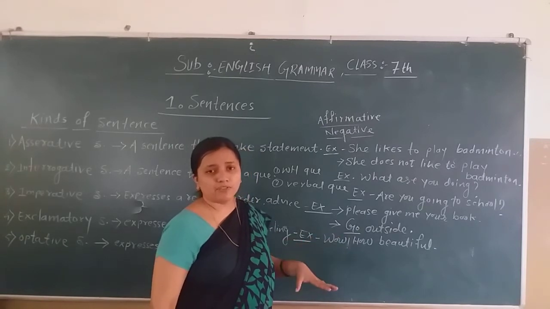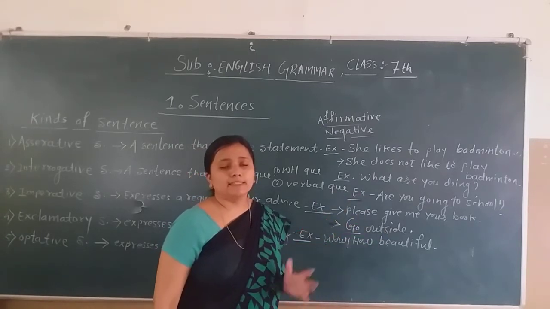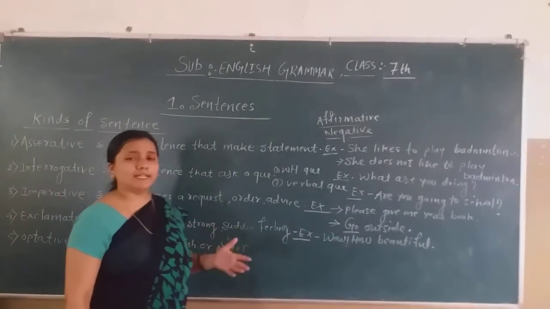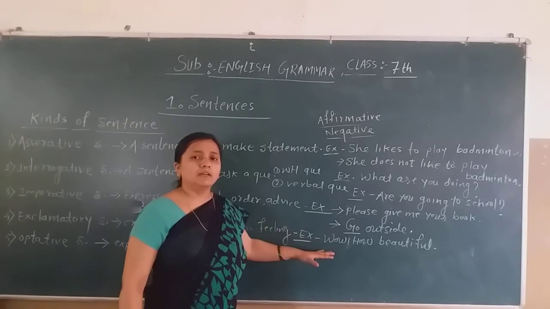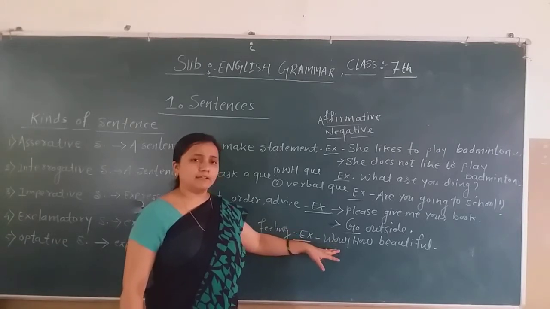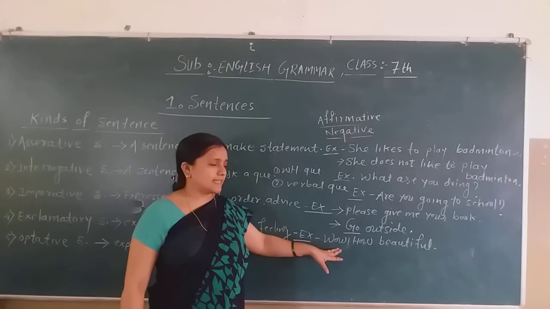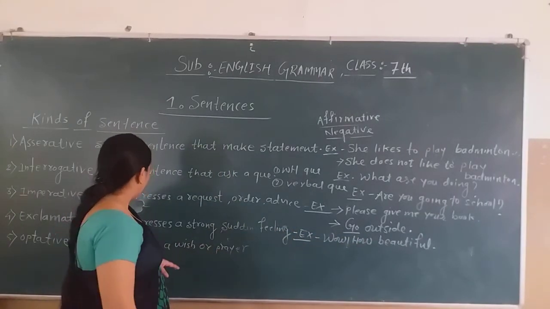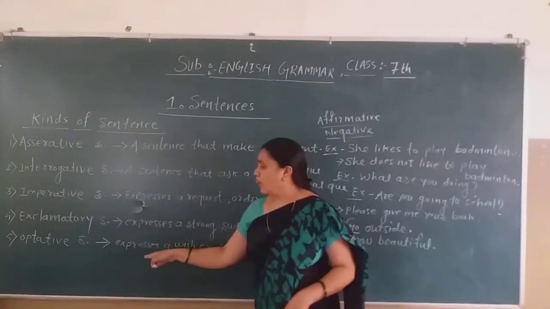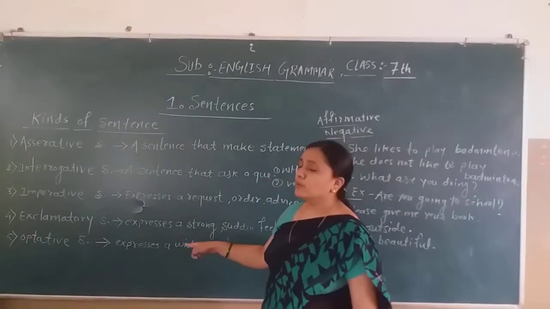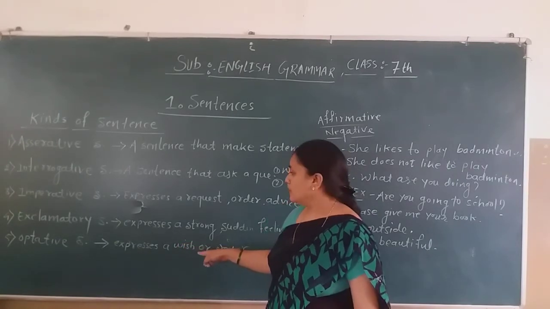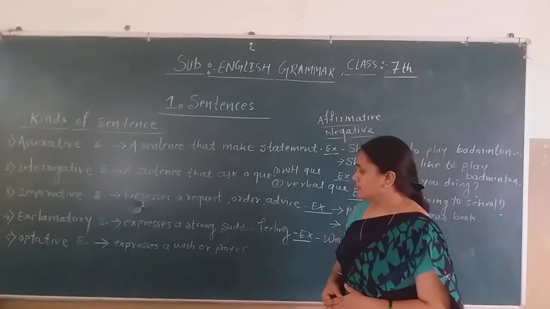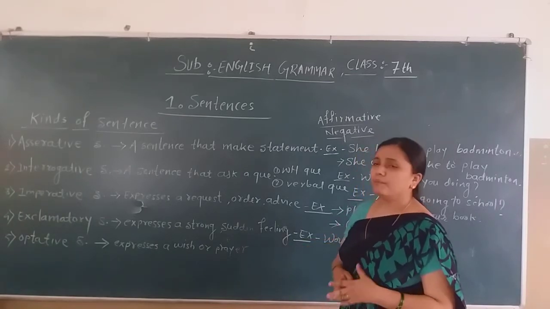Hooray, we won the match. Alas, her mother had died. So in this way, when we have to show a strong or sudden feeling, at that time we can write an exclamatory sentence, and at last we can give an exclamation sign. Now the next one, the optative sentence, and it is a new kind of sentence for you. Now let us see. It expresses a wish or prayer. What does it express? It expresses a wish or prayer.